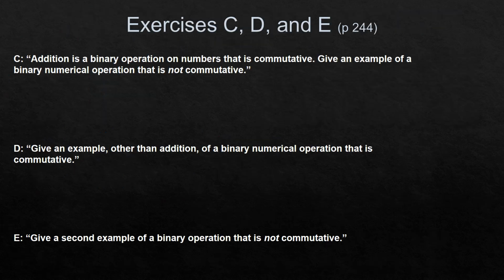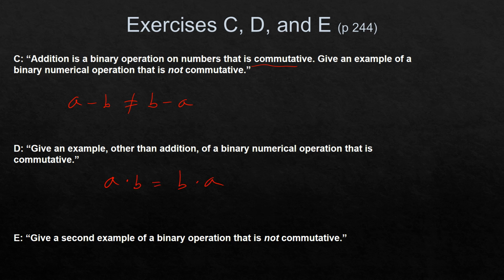Here are exercises C, D, and E on page 244 of the Suppes textbook. C states that addition is a binary operation of numbers that is commutative. Give an example of a binary numerical operation that's not commutative. Well, something like subtraction, for example, right? So A minus B does not equal B minus A. Give an example other than addition of a binary numerical operation that is commutative. Well, multiplication. So A times B is equal to B times A.